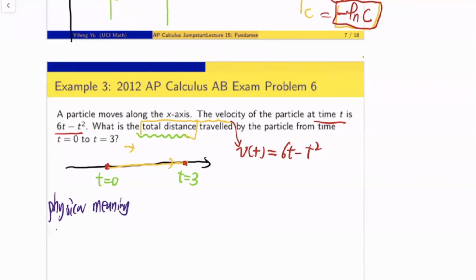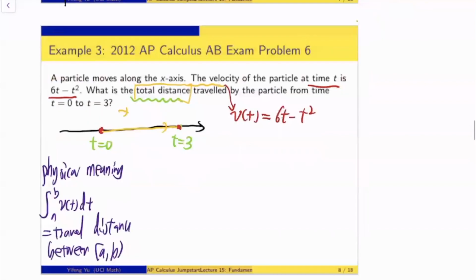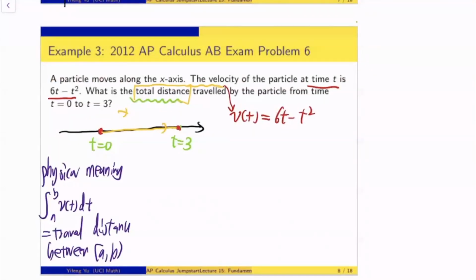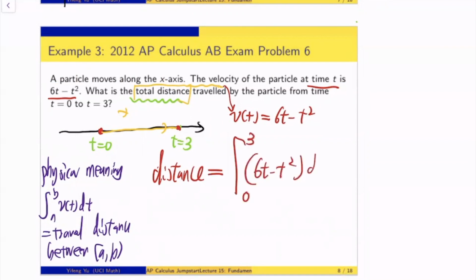If I take the integral from A to B of the velocity function, this is the travel distance between two times A and B. So all we need to do is find the total distance traveled by the particle, which just equals the integral from time 0 to 3 of 6t minus t squared dt.